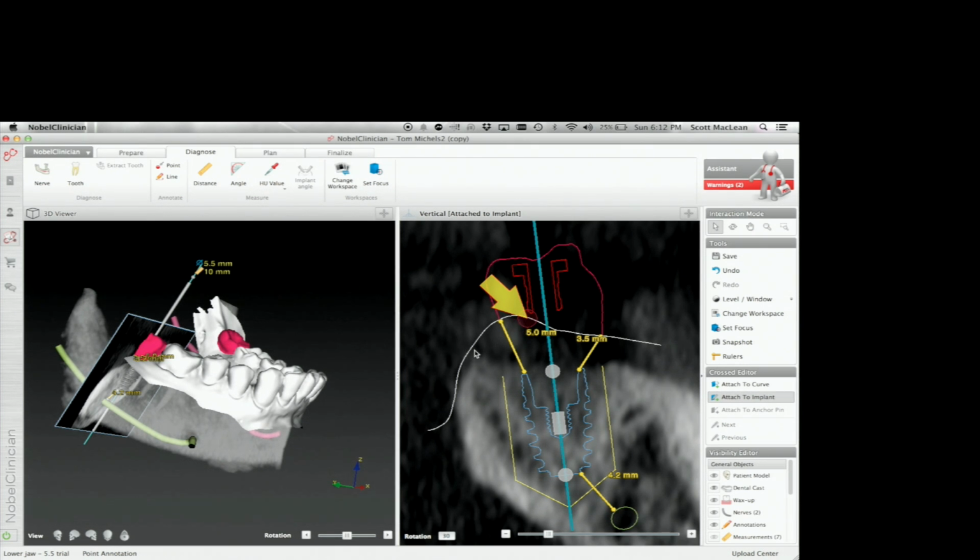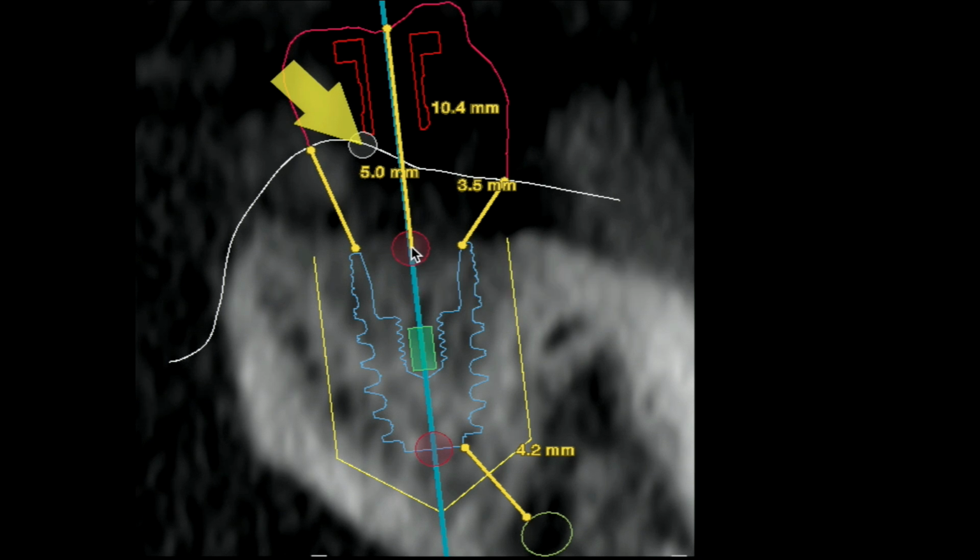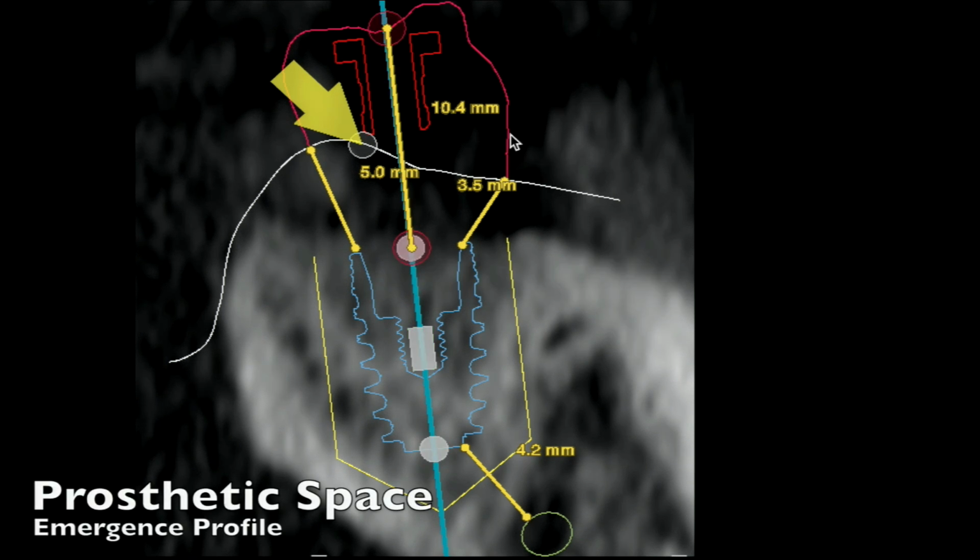I want to take the tissue and move it from the lingual to the buccal, making sure that I'm taking that tissue to make it thicker. I don't want to punch that tissue away. I want to take that tissue and use it in a different spot. We can also look at the prosthetic space.